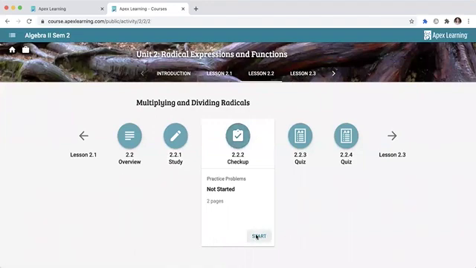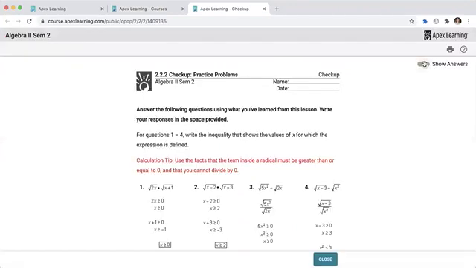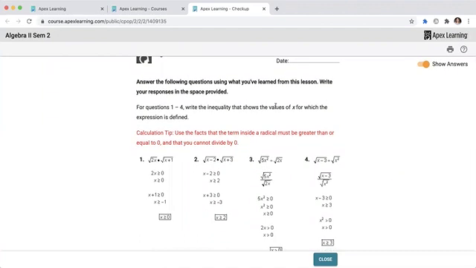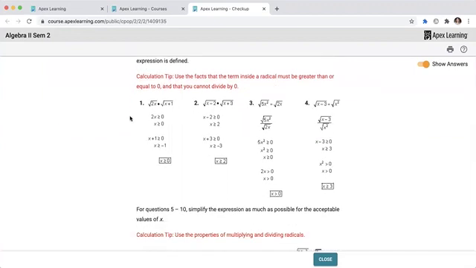All right. Looking quickly at the checkup. Again, you're just doing the same thing. You're going to first start off with writing the values where x is defined. So writing the inequality where x is defined. So what would make this not work? And again, the answer key does a nice job of showing for the division problems here.